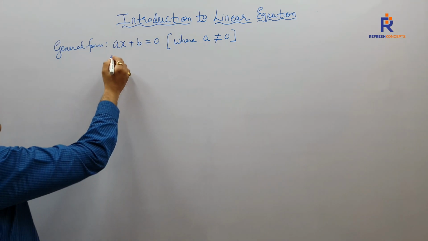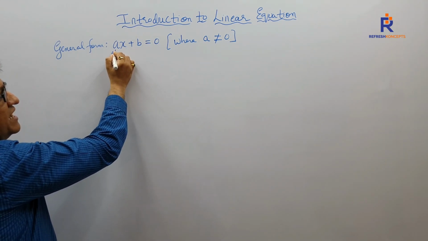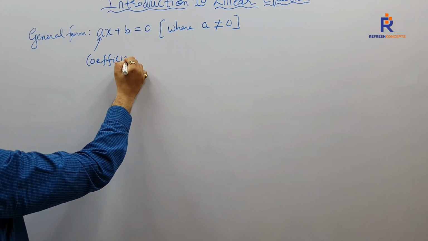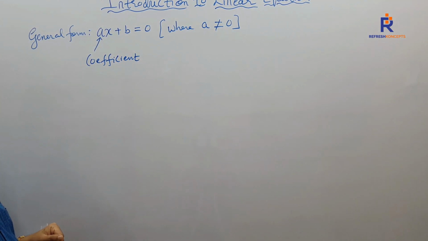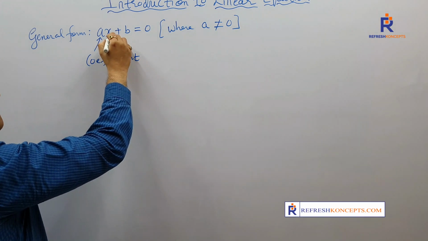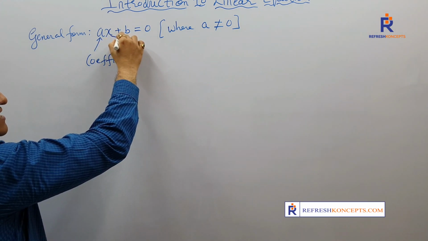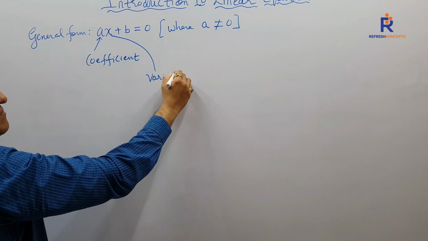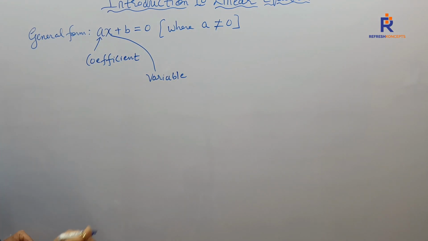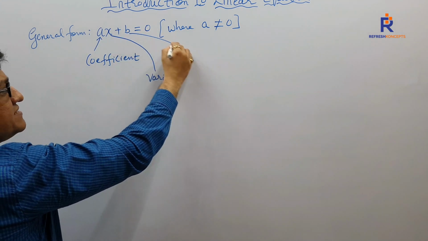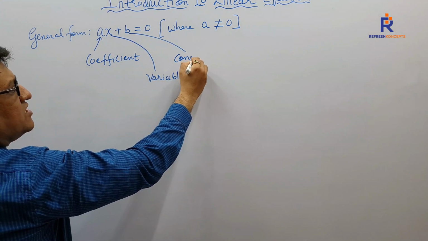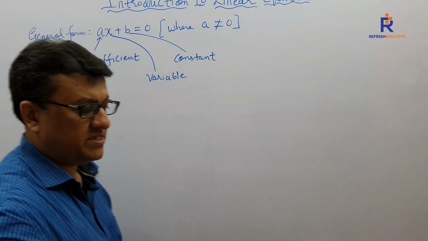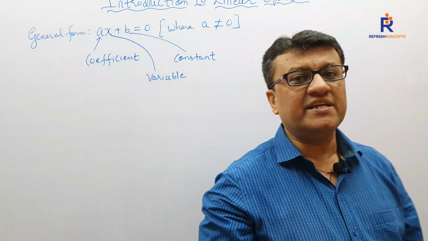What do you mean by a and b here? What is a? A is termed as the coefficient. Coefficient of what? Coefficient of the variable. So what is x? X is nothing but my variable. Then what is b, sir? B is any constant.